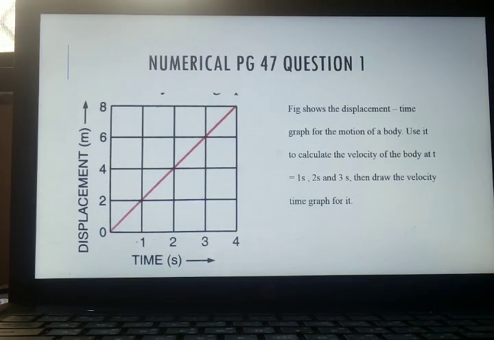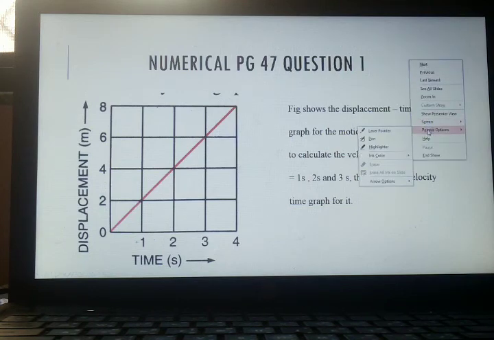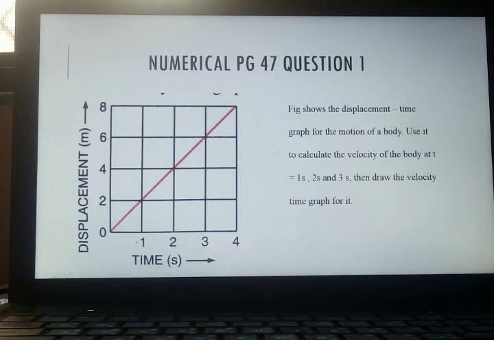First, this is at page number 47. The question states: the figure shows a displacement time graph for the motion of a body. Use it to calculate the velocity of the body at time interval 1 second, 2 second, 3 second respectively. And whatever velocity we get, with the help of that data we have to draw a velocity time graph. They have given a blank velocity time graph in the textbook.